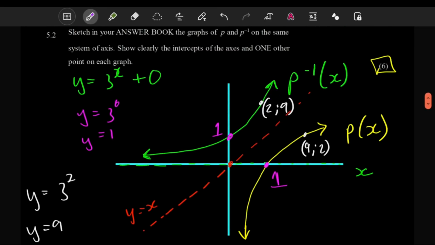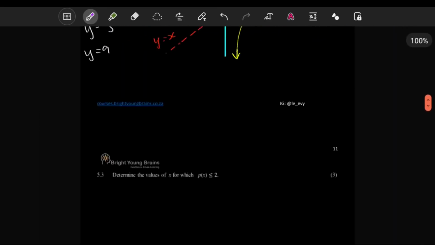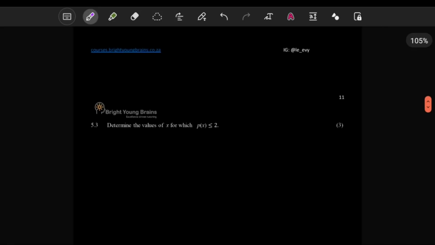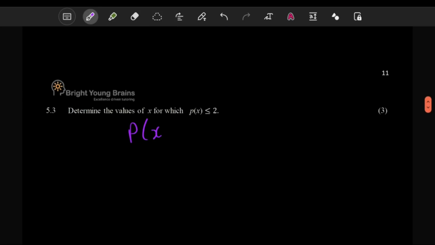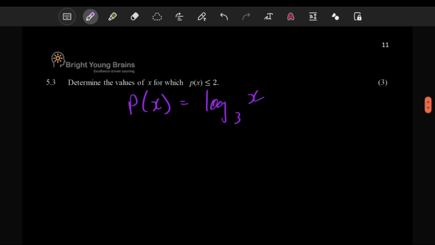Coincidentally, we have worked out where the graph is equal to 2, but let's just start from the top. P of x is this equation: P of x is equal to log base 3 of x. They asked where P of x is smaller or equal to 2. So we technically need to work out where this expression is smaller or equal to 2.